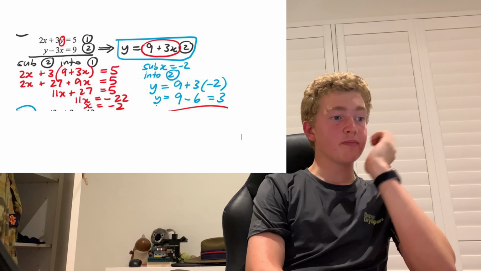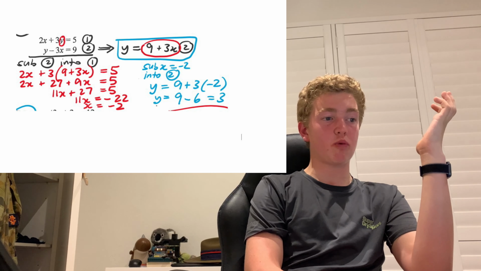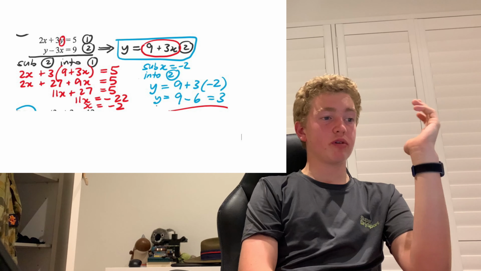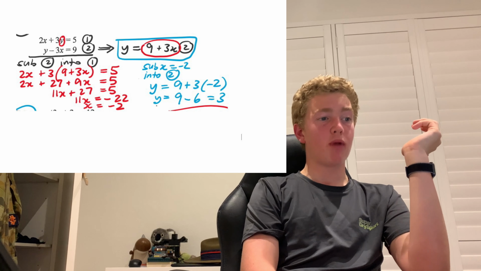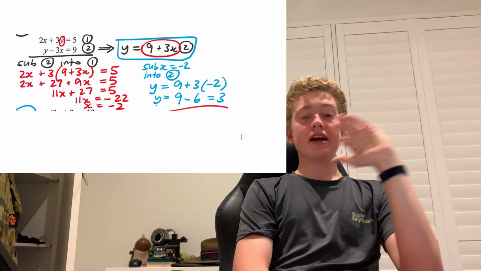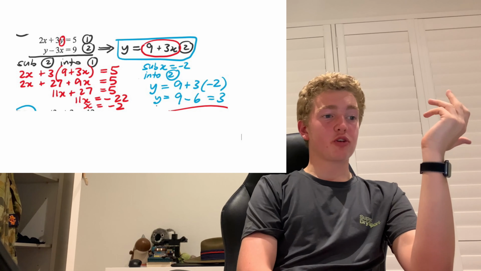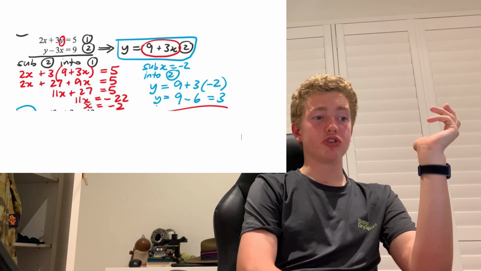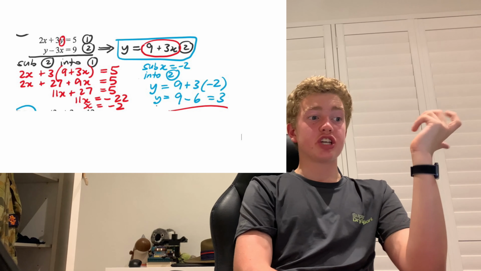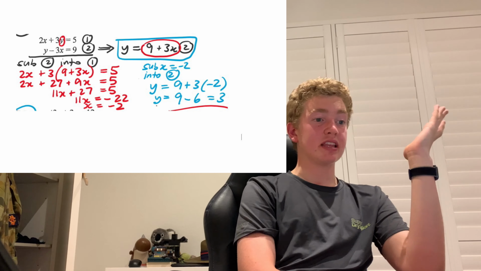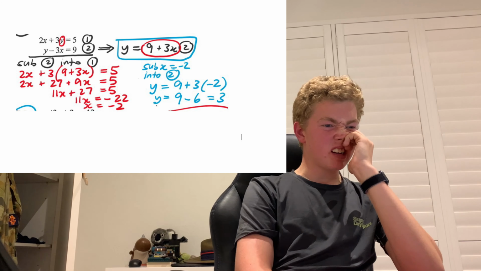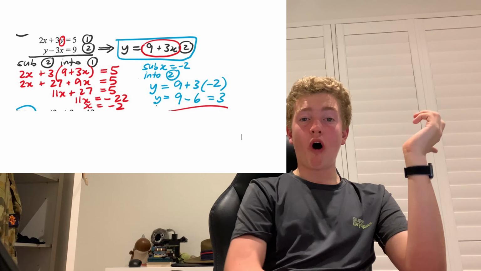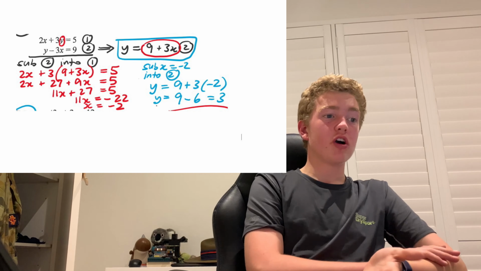So the example that we've got here: the first line of the equation is 2x plus 3y equals 5, and in the second line we've got y minus 3x equals 9. In order to make y the subject, we have to rearrange it till we get y equals 9 plus 3x. So now we've got what y equals, and wherever there's a y in the first line, we can sub in 9 plus 3x.